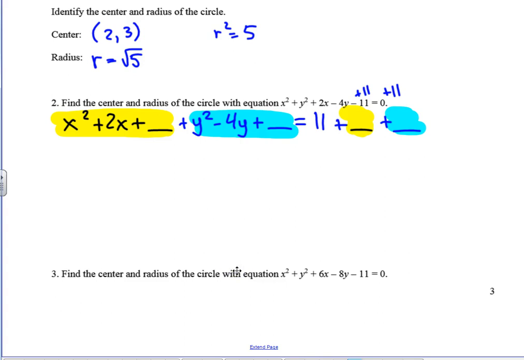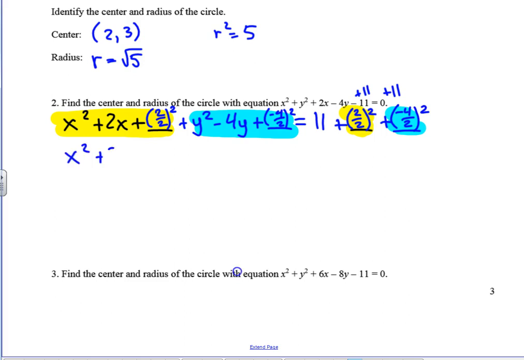Now we want to create perfect square trinomials. So what are we going to add to this? Well, it's b divided by 2 squared. So 2 divided by 2 squared, whatever we do to one side, we have to do to the other side. And then negative 4 divided by 2 squared, negative 4 divided by 2 squared. If you want to just simplify that, you're welcome to. I'm just wanting you to see what's happening here.